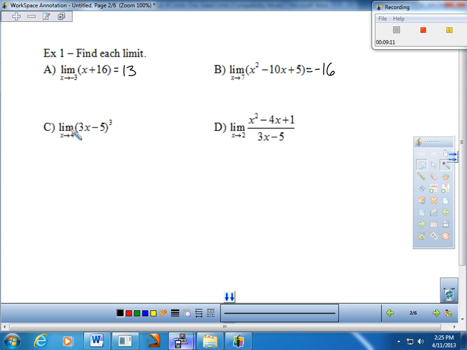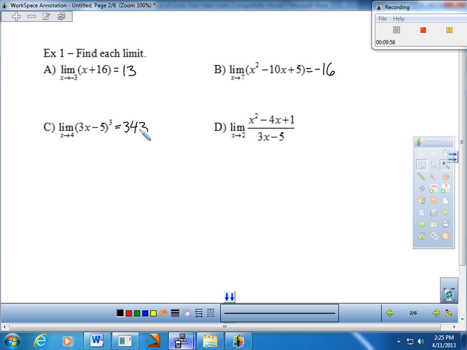All right, next course of action is to take letters C and D. So let's do C. Limit as x goes to 4 of 3x minus 5 cubed. Perfect. Sorry for being redundant, but again, rather than putting in numbers to the left of 4 and to the right of 4 to find the limit, what we're allowed to do is just put in 4. So I have 3 times 4, which is 12, minus the 5, which is 7, and 7 cubed. I've got 7 cubed at 343. Nice.